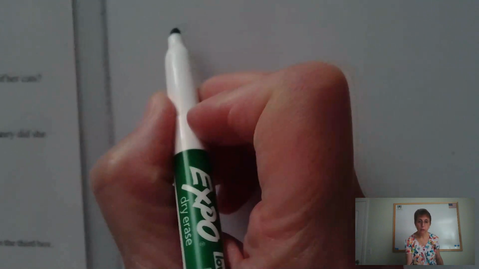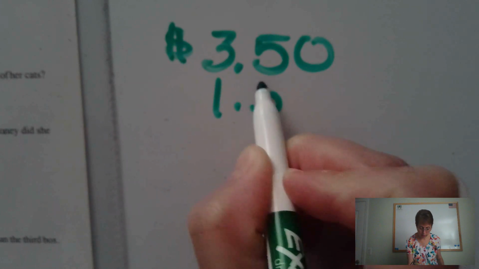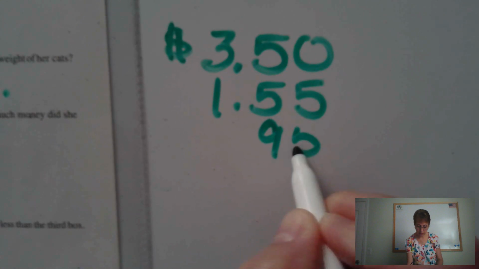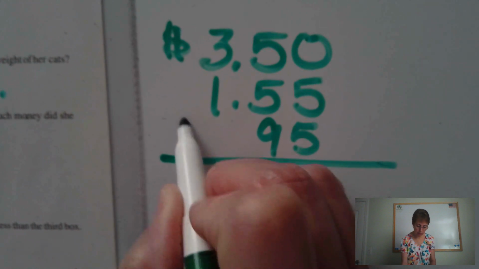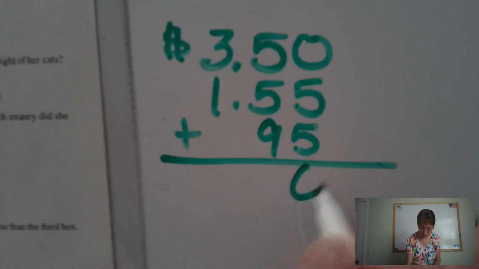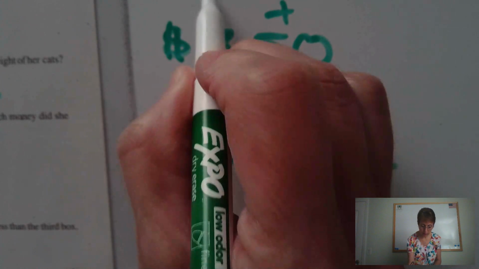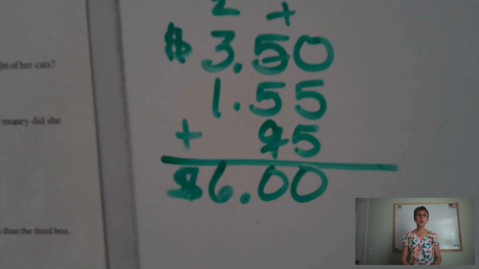Well, she spent $3.50 on a ticket. She spent $1.55 on popcorn, and she still had 95 cents left. How much money did she start with? In order to figure out how much money she started with, you would simply add what she's already spent and what she still has left. 5 plus 5 is 10, 9 plus 1 is 10, 5 and 5 is 10, 10 and 10 is 20. 2 plus 3 is 5, plus 1 is 6. You bring down the decimal point and the dollar sign, and you know that she started with $6.